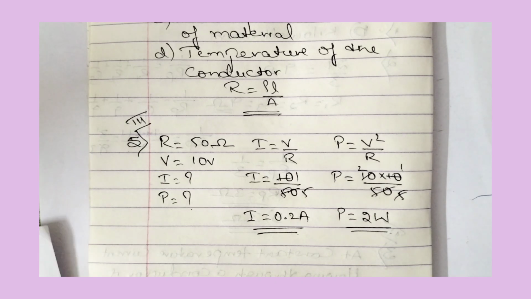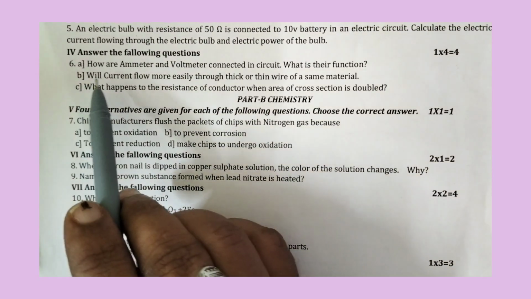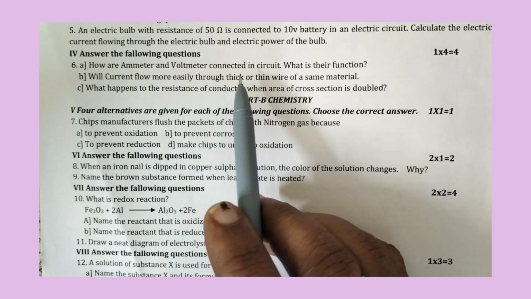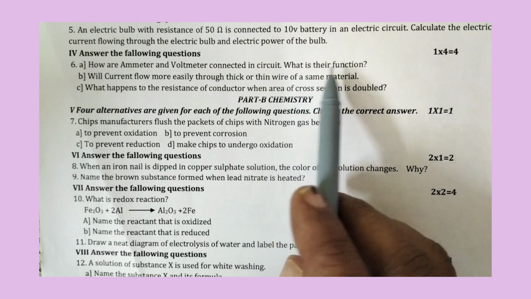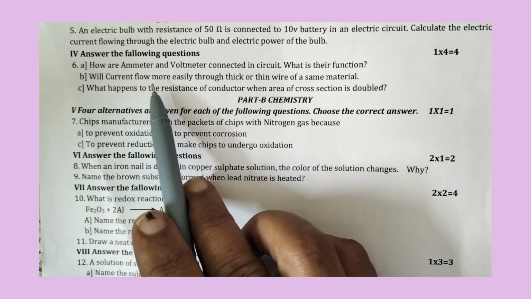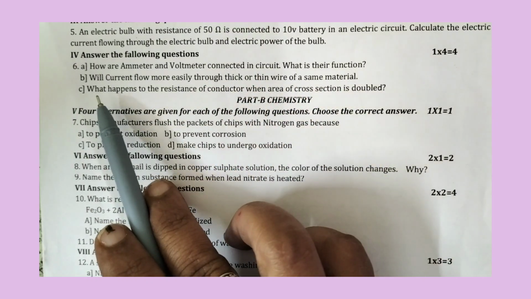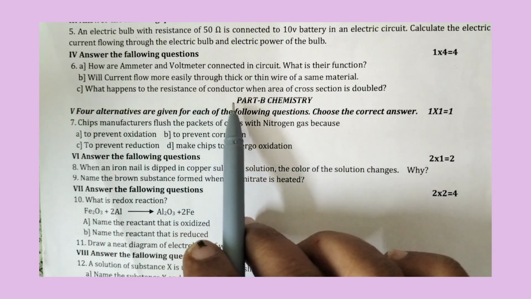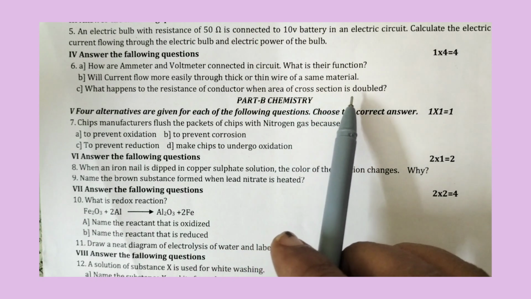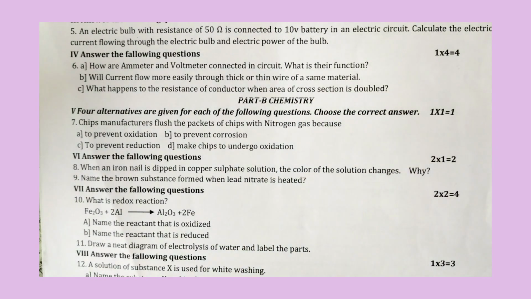Now let us move to question number 6. In question number 6 they have given: how are an ammeter and voltmeter connected in the circuit, and what is their function? A question. B, will current flow more easily through a thick or thin wire of the same material? What happens to the resistance of a conductor when the area of cross section is doubled?